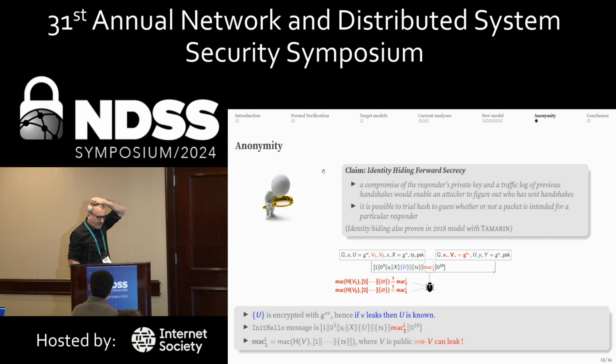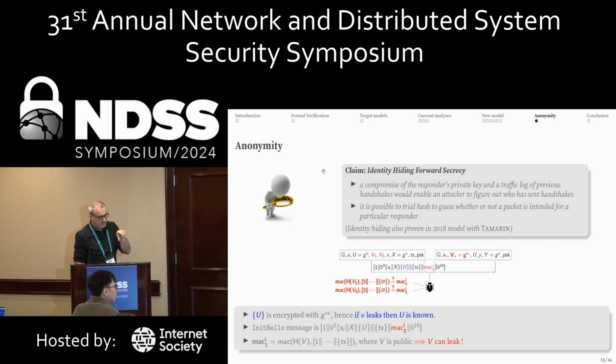If we look at the first message of WireGuard, there is an encrypted value of the public key of the initiator, which is sent. This is U between brackets in blue here. And what this property says is that if the private key of the responder leaks, we can decrypt this message and recover this U that is encrypted, and by extension, the identity of the initiator. So this is why it's called identity forward secrecy, because anonymity is broken after the leakage of the responder.